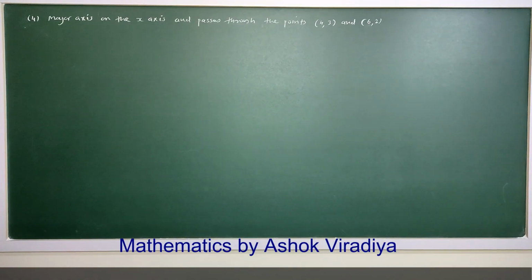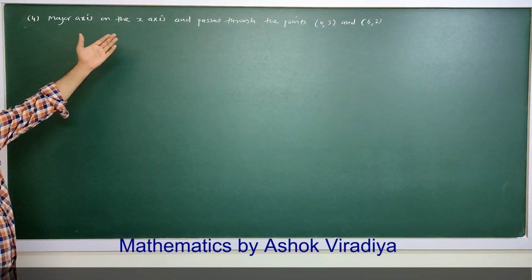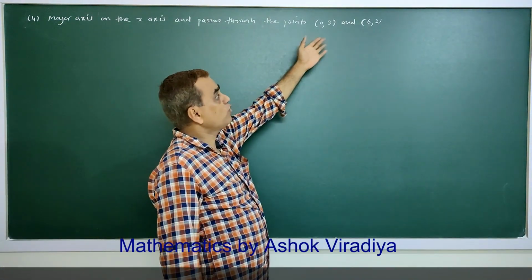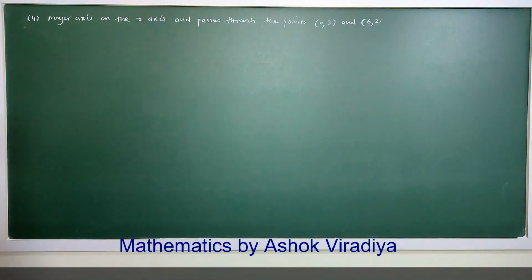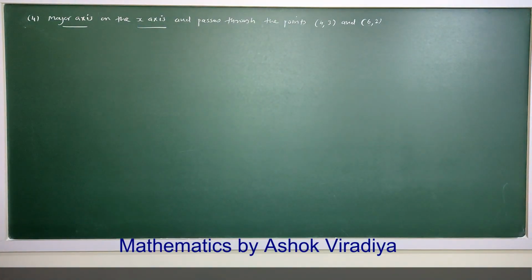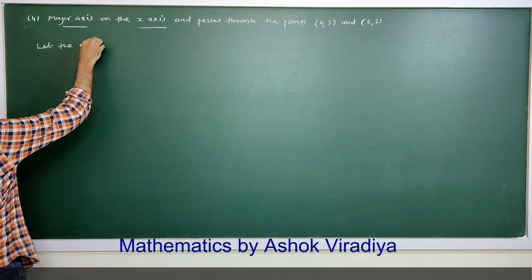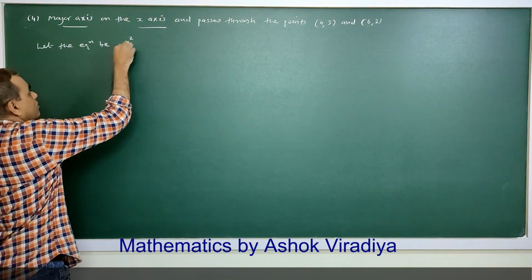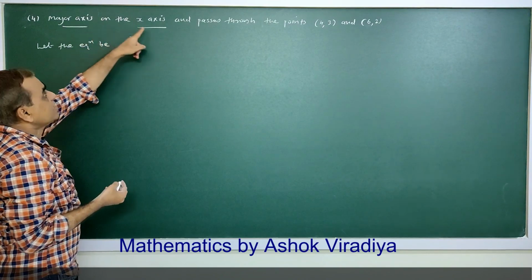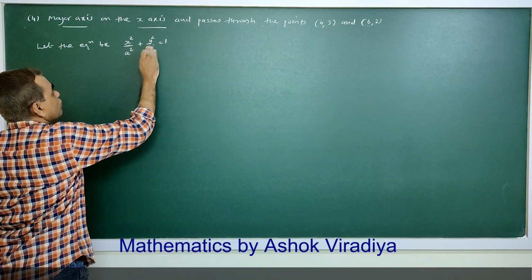Now we want the equation of an ellipse whose major axis lies on the x-axis and the ellipse is passing through these 2 points, 4, 3 and 6, 2. Because major axis lies on x-axis, its equation is x square upon a square. See, below x square I am putting a square because major axis lies along x-axis. So x square by a square plus y square by b square equal to 1.